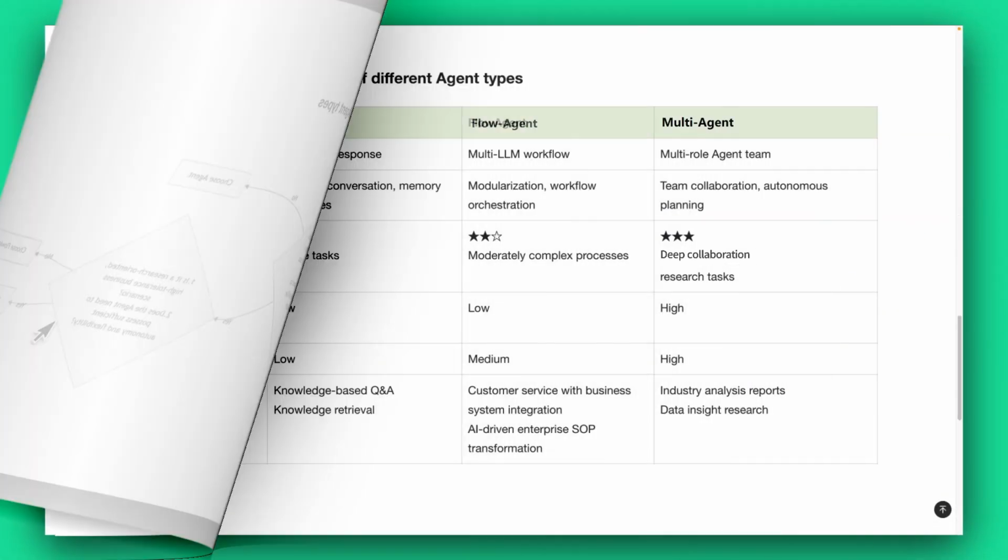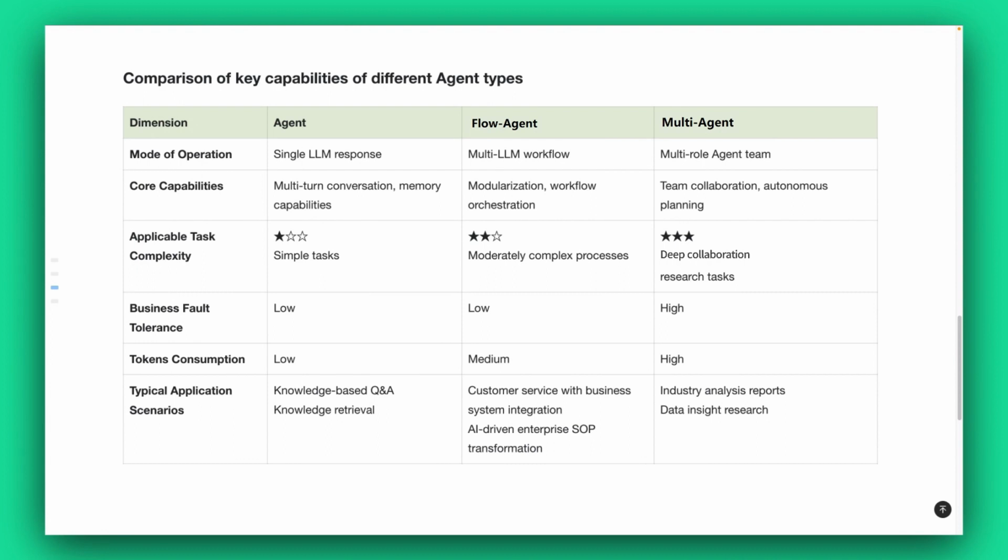To deepen our understanding, let's take a final look at how these three types of agents compare across some key characteristics. In terms of working mode, the agent is a single LLM response pattern. A flow agent typically involves multiple LLMs working together to complete a workflow. And a multi-agent takes this further, consisting of multiple agents with different roles forming a virtual team to collaborate.